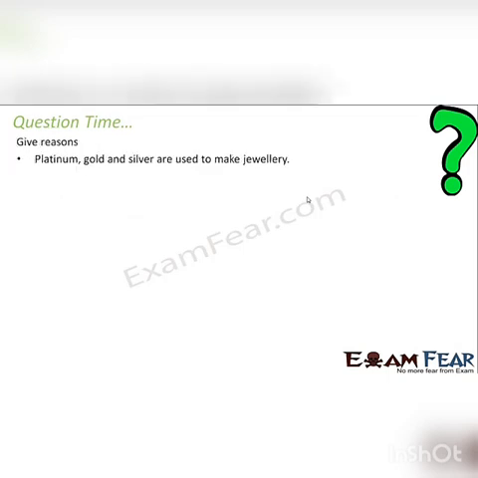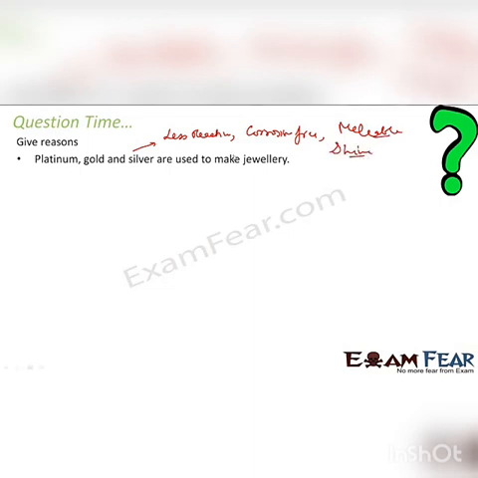You have to give reasons. First, platinum, gold and silver are used for making jewelry. For this, I'll give the reason that they are less reactive. Because they are less reactive, they can be used for jewelry. They are corrosion free. They don't corrode. They are malleable, so we can make jewelry. And they have shine. Since they have shine, they are used to make jewelry. All these reasons I can give.